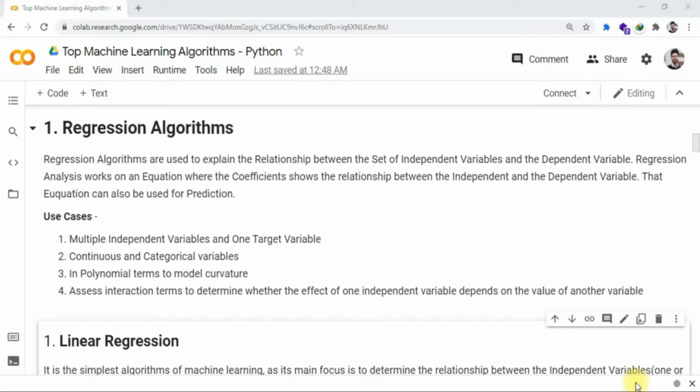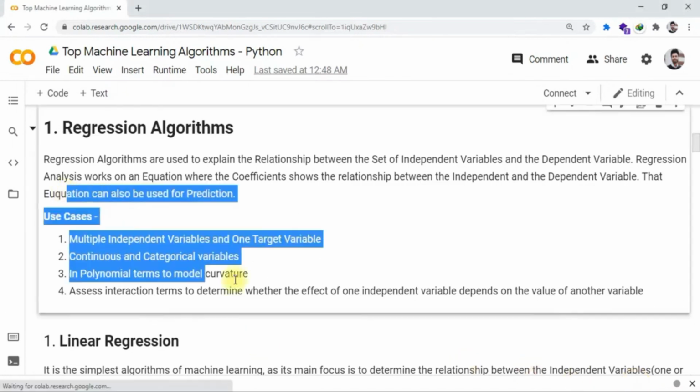So those use cases are when we have multiple independent variables and one target variable, when we have continuous and categorical variables, and when we have polynomial terms to model curvature, or interaction terms to determine the effect of one independent variable on the other variable. So these are some use cases where we can apply the regression algorithms. I hope you guys are clear on this part.